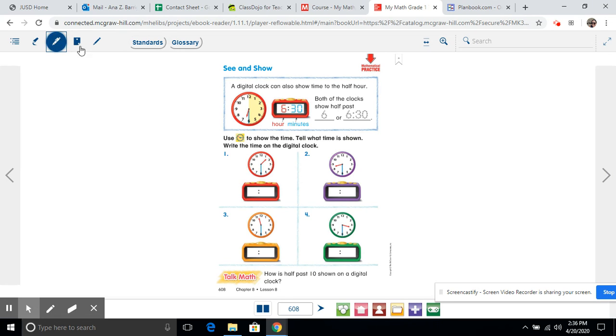Now it says we are to write the time on the digital clock. Well, remember the first thing I talked about is let's count the minutes here. We go 0, 5, 10, 15, 20, 25, 30. This is 30 on the minutes right here, right? And so we can write 30 for the minutes because we counted. So I'm going to write 30.